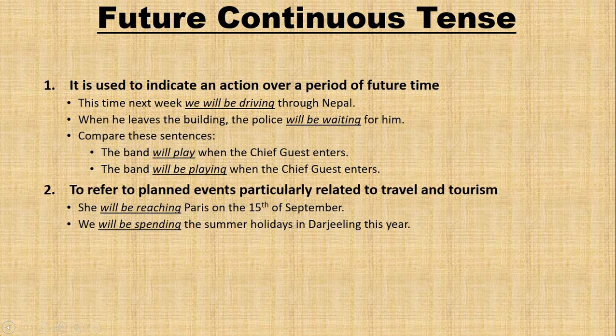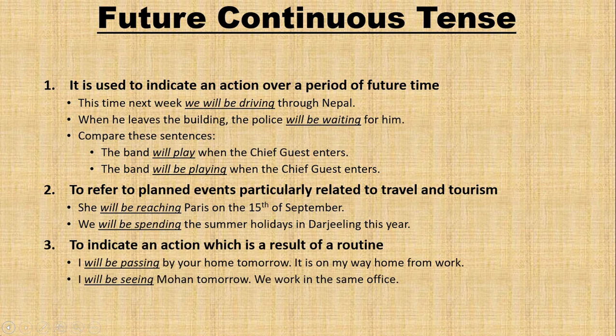Now, future continuous tense is used to refer to planned events, particularly related to travel and tourism also. Like, she will be reaching Paris on 15th of September. Or, we will be spending the summer holidays in Darjeeling this year. Alright? Moving on to the next one.